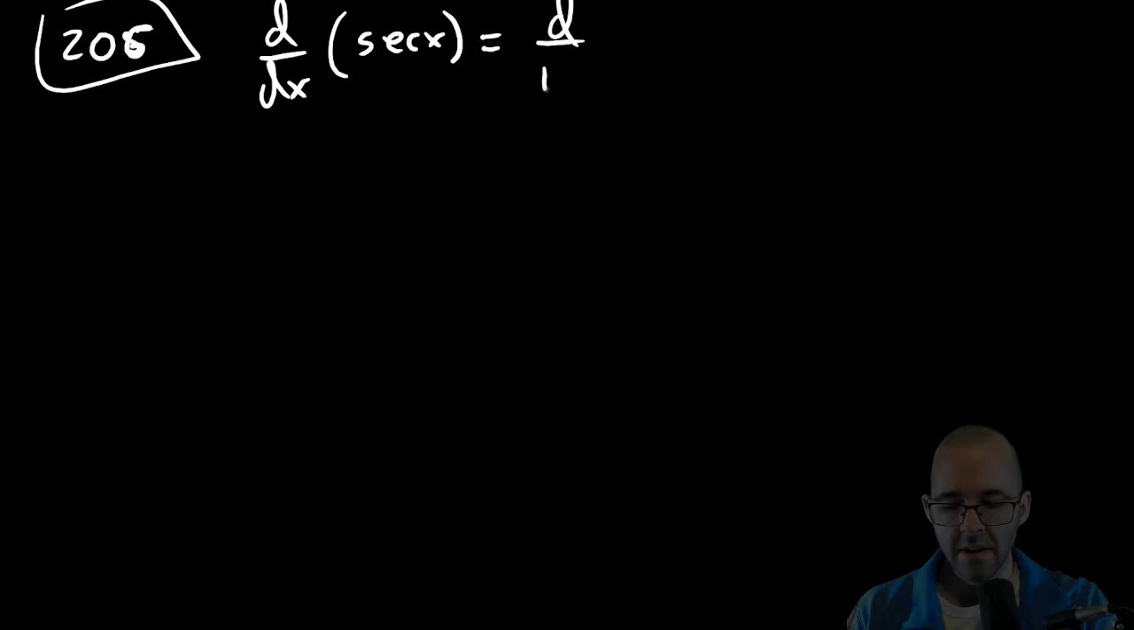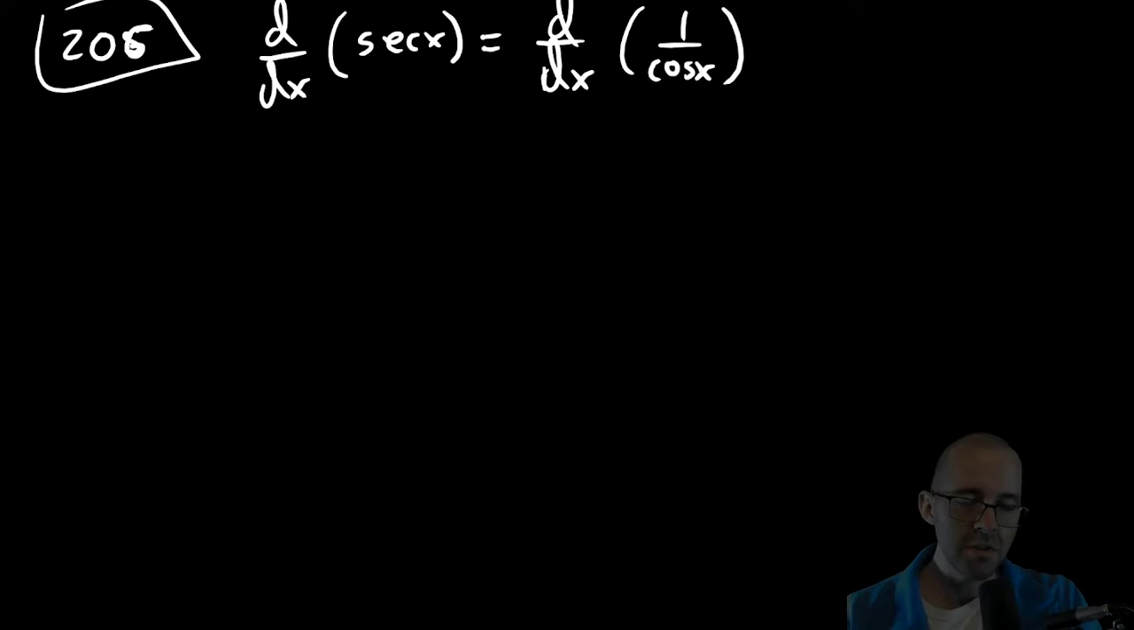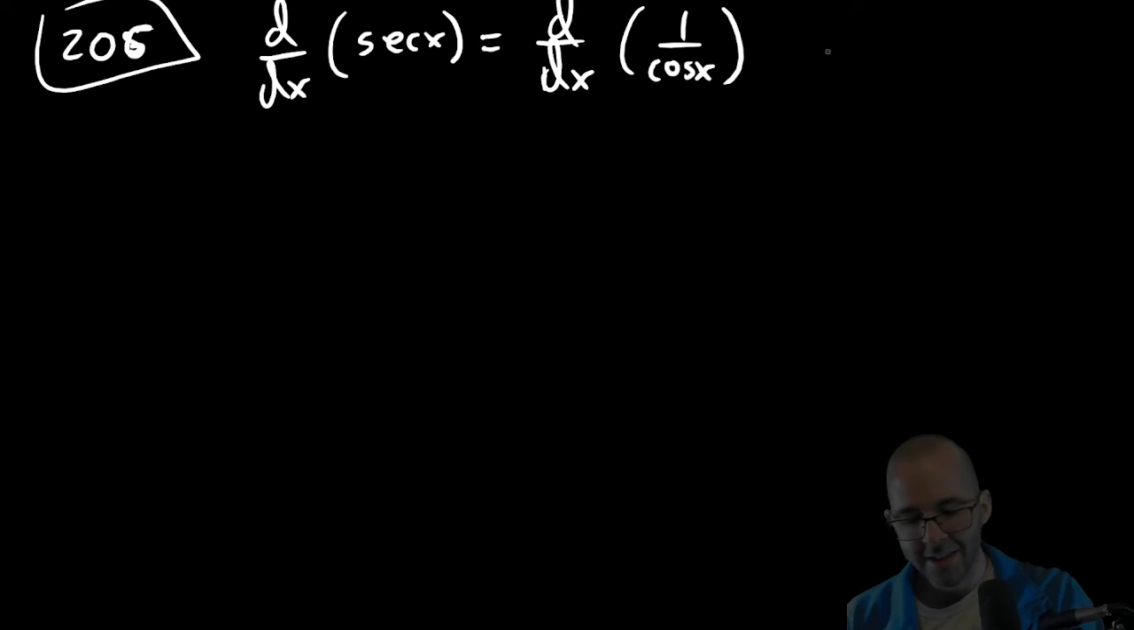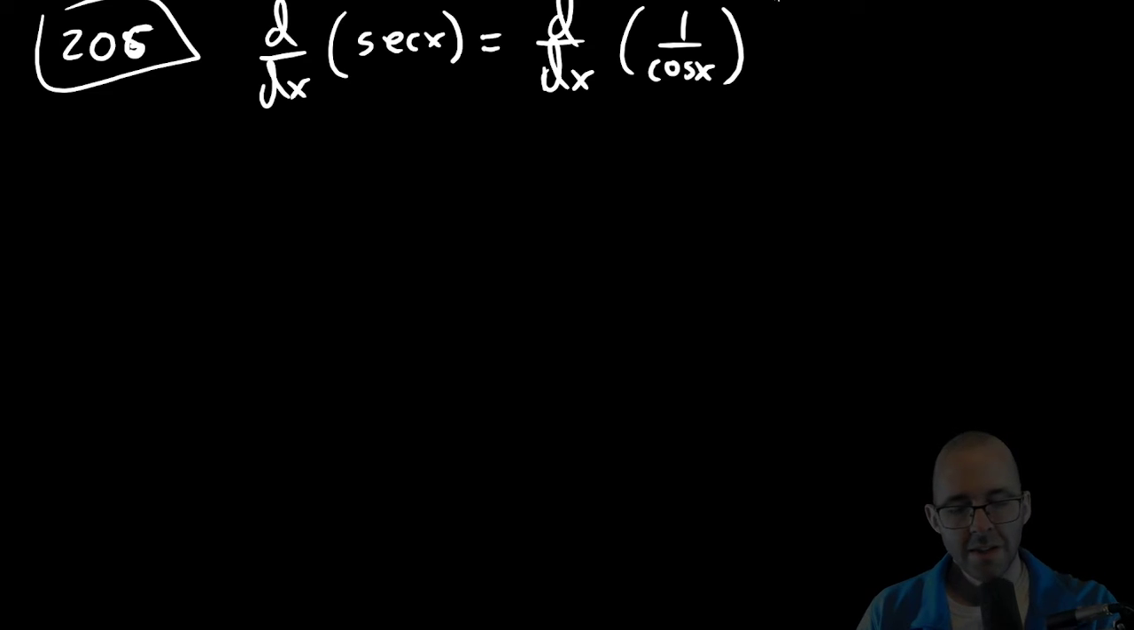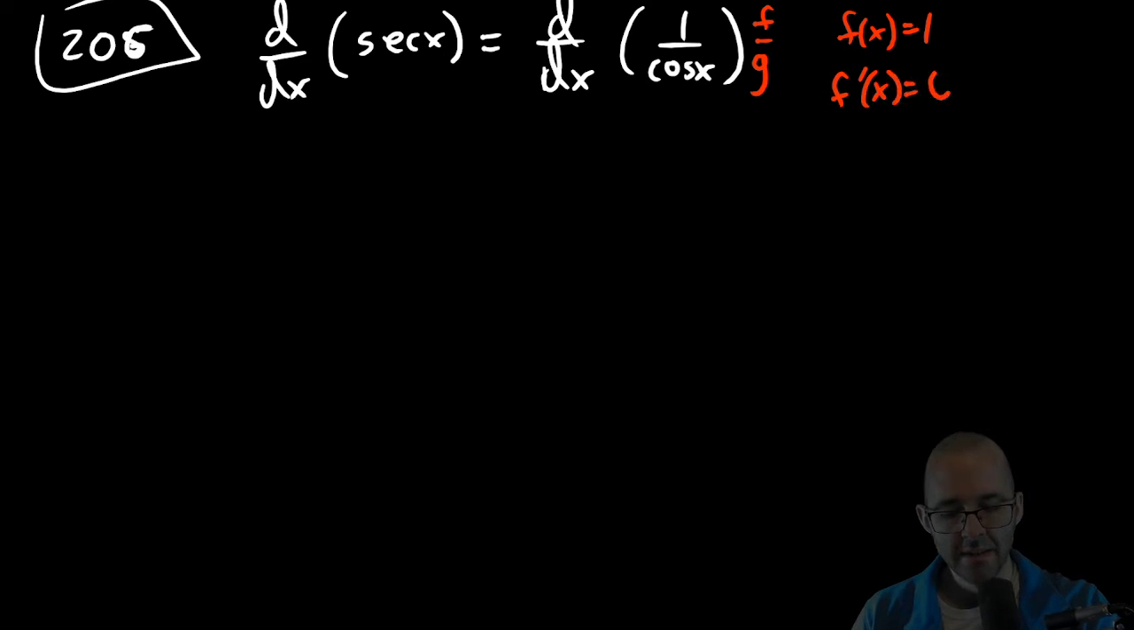All right, so the derivative of secant, that's the derivative of 1 over cosine. Now you could write this as cosine to the negative first if you had the chain rule. We don't have the chain rule yet. Very sad about that. But in the meantime, we can use the quotient rule. So f of x is equal to 1. F prime of x is equal to 0. G is cosine of x. G prime is negative sine of x.